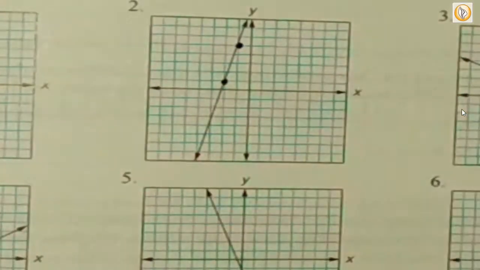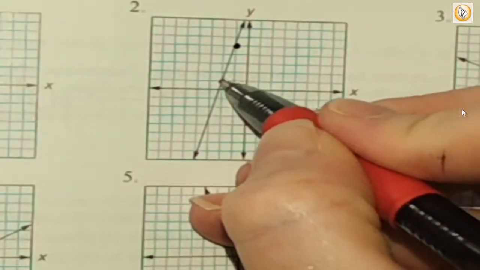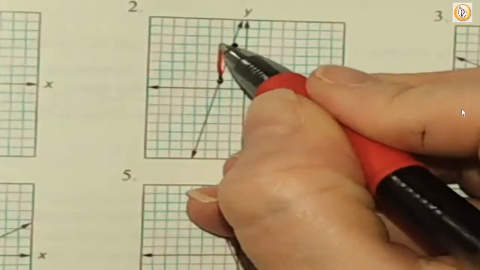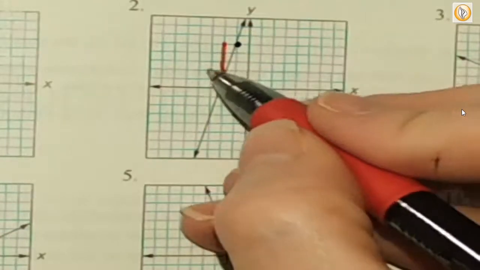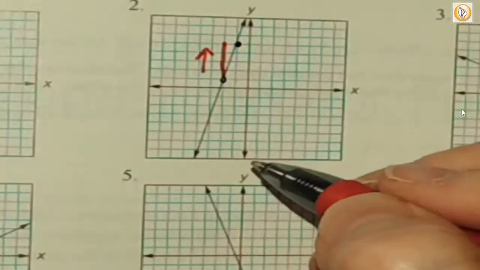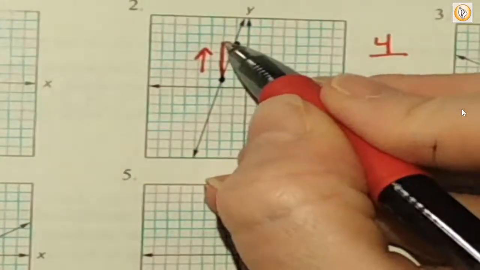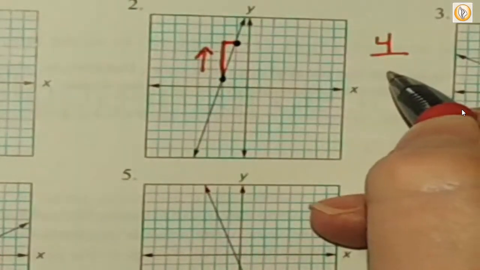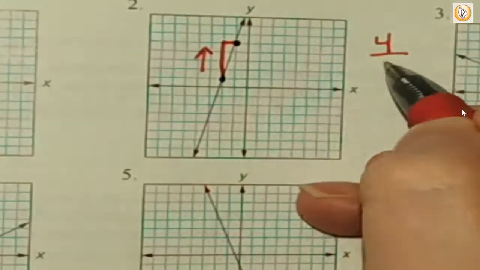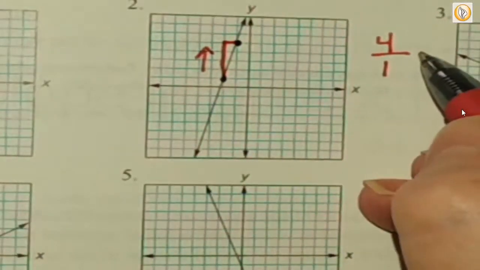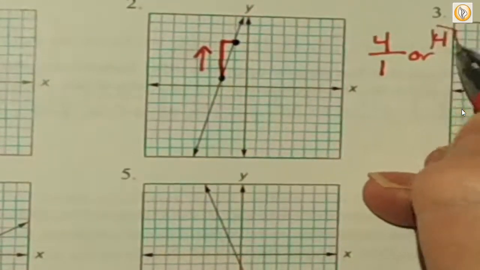Okay, so if we go up, I went down, it doesn't matter. How many places did we go up? 5, no, 4. We went up 4. And then we go over how many? Look, from here to here. 1. So it's 4 over 1. Yeah, it's 4 over 1 or just 4.